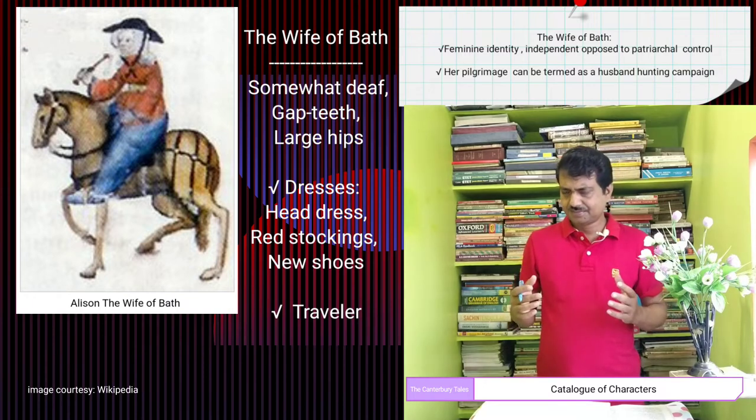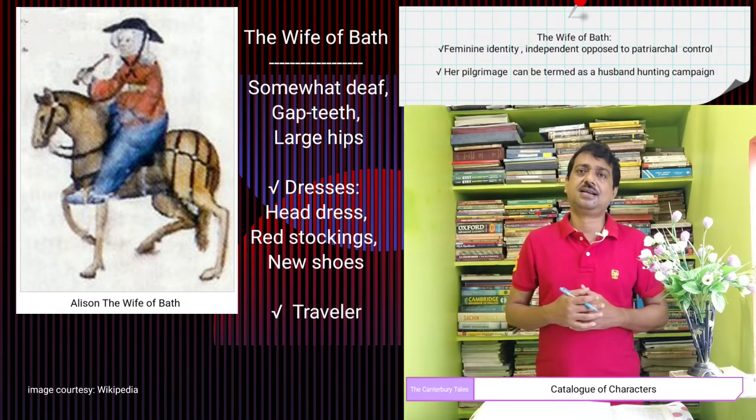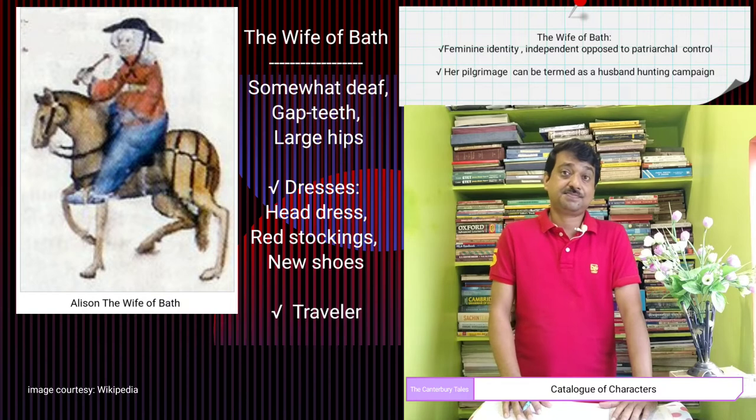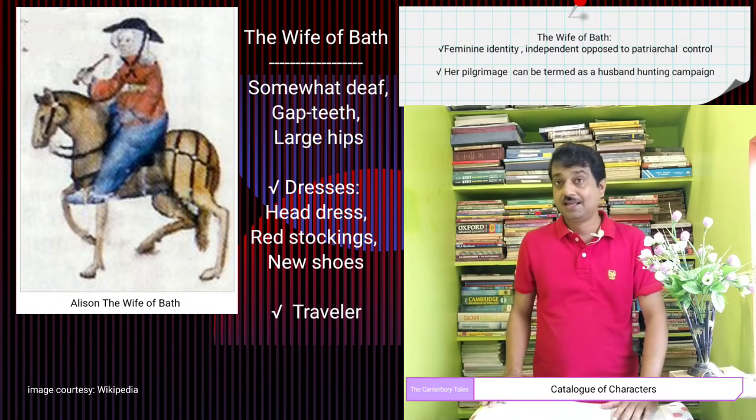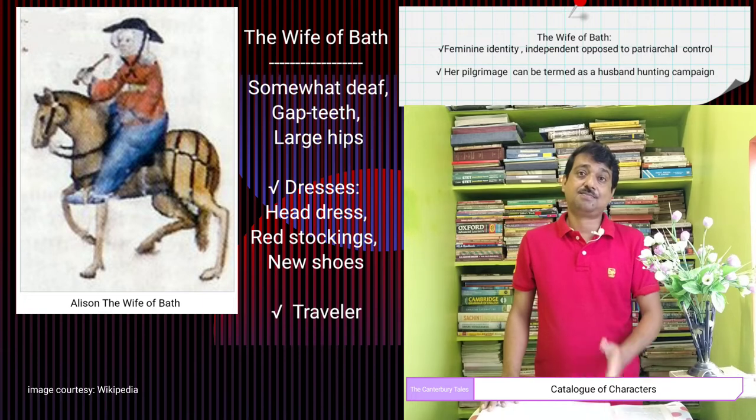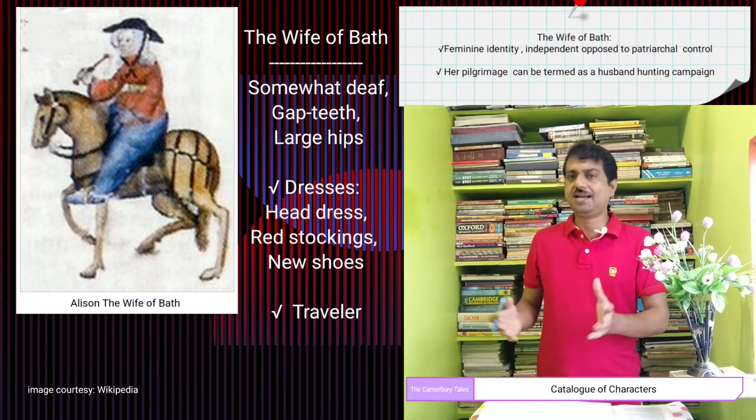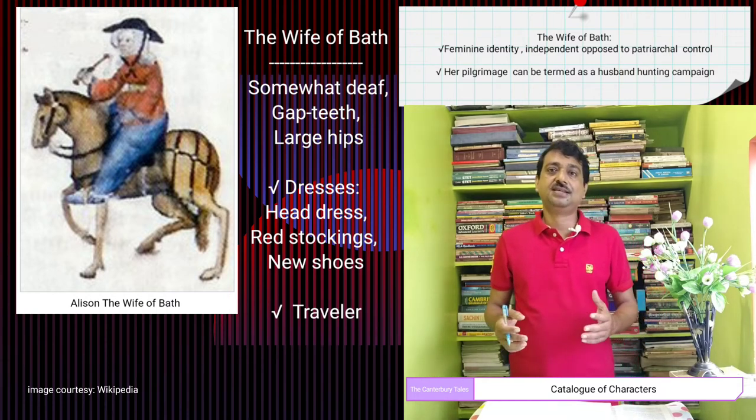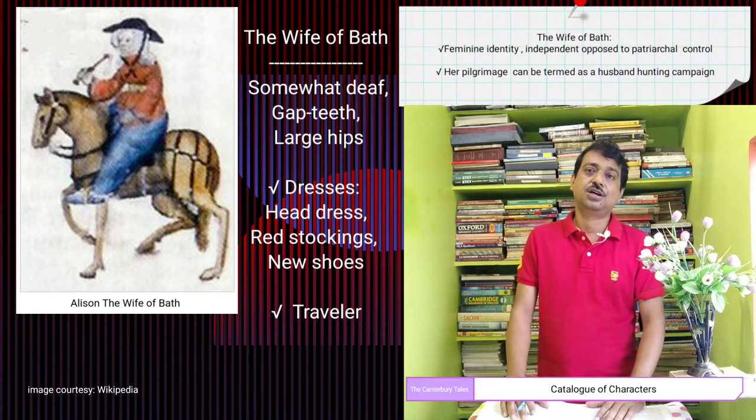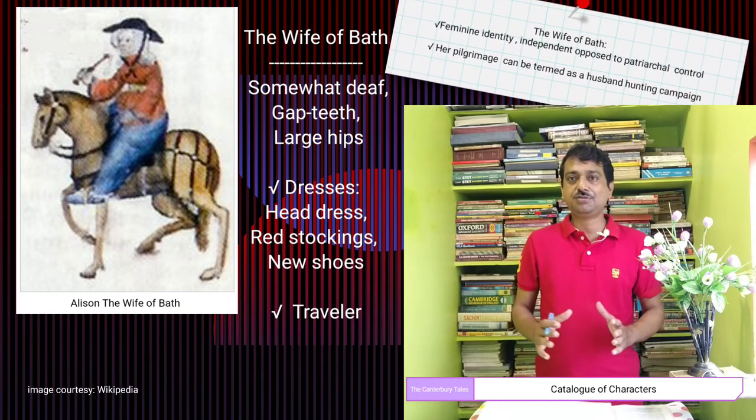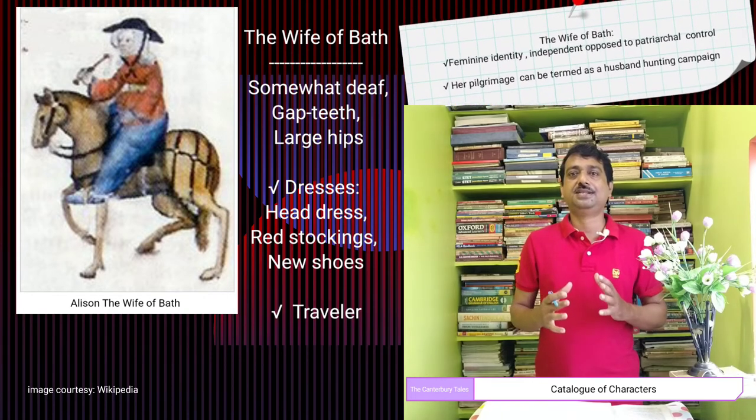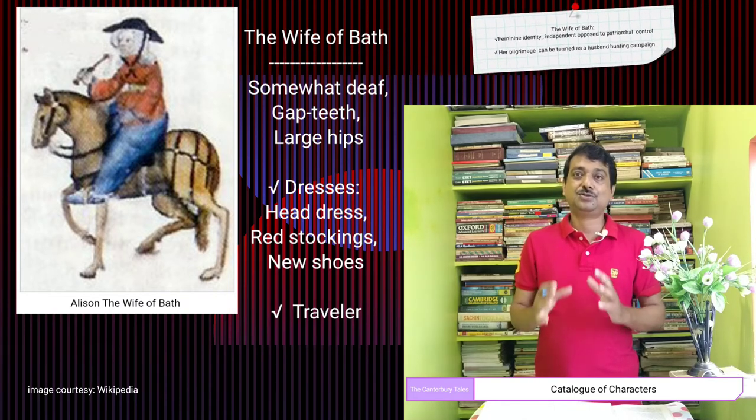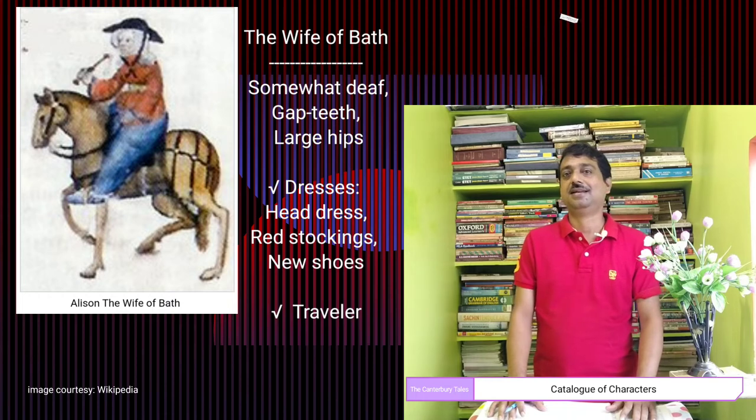Now, as we fathom deep into her character, being a passionate traveler, she went on other famous pilgrimages: Jerusalem, Rome, Compostela, Cologne, everywhere she visited. Most interestingly, she is a new kind of feminine identity, where she is independent-minded, opposed to patriarchal control. Her pilgrimage can also be termed a husband-hunting campaign. Here, she is willing to get herself married once again.